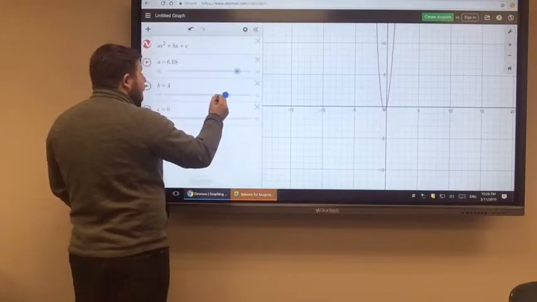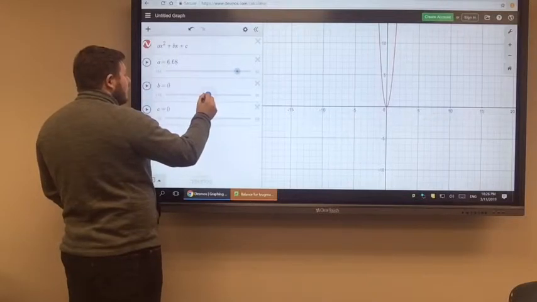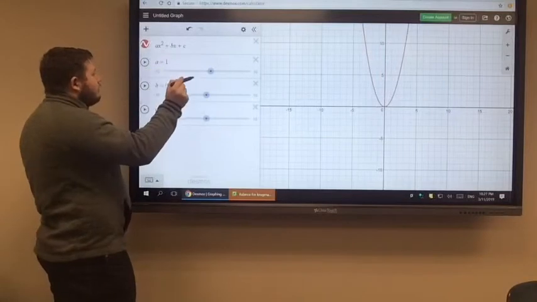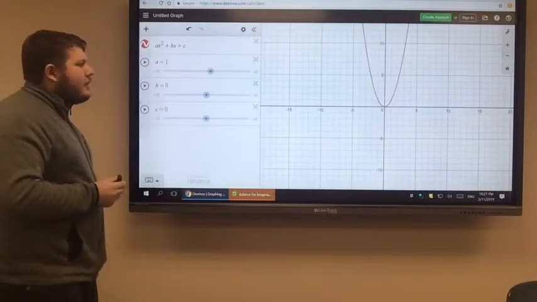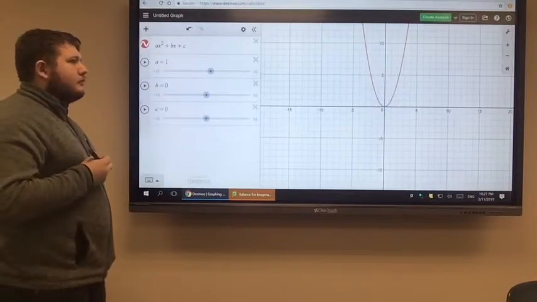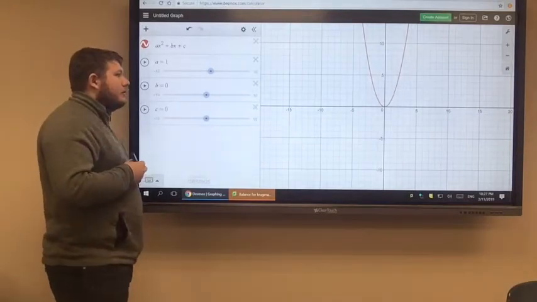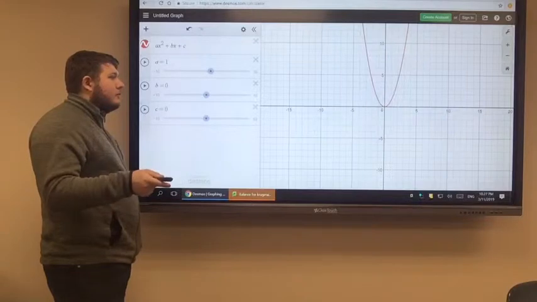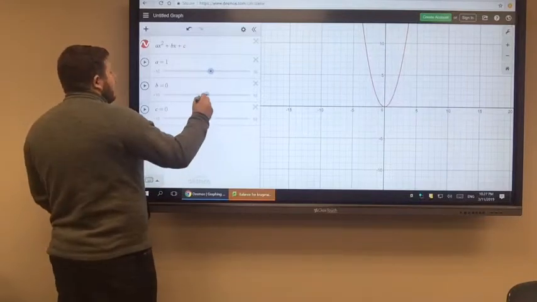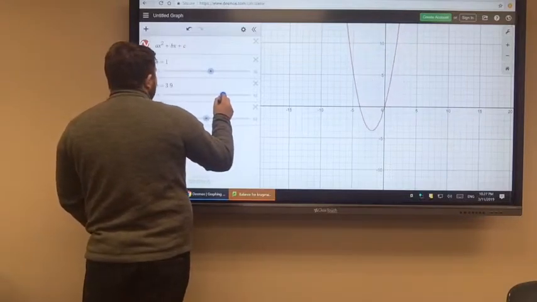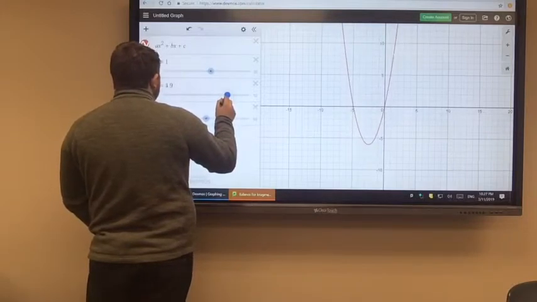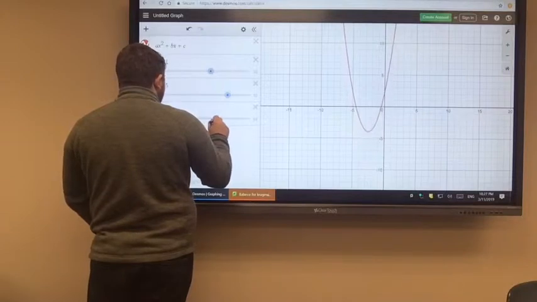Now let's actually solve a problem with this. With this one, a is 1. Let's say b is 5. Let's say c is 6.